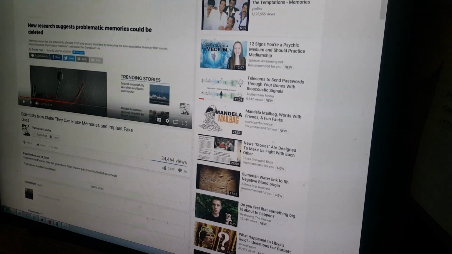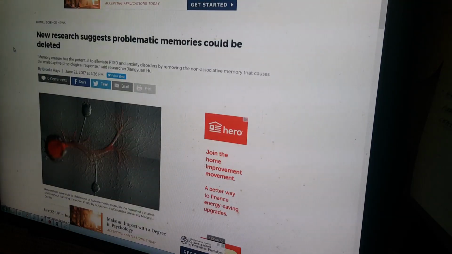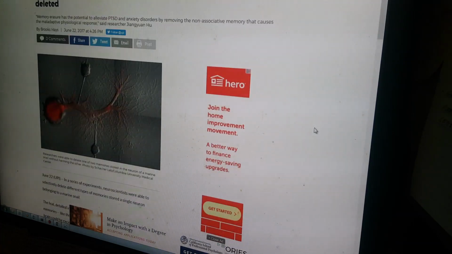Essentially, it's titled, "Scientists Now Claim They Can Erase Memories and Implant Fake Ones." So I looked this up, and of course, I wanted to make sure it was legit, and it seems to be. It was posted on UPI.com, but Columbia University also backs it, and it was released just on June 22nd, 2017. And it says, new research suggests problematic memories could be deleted.